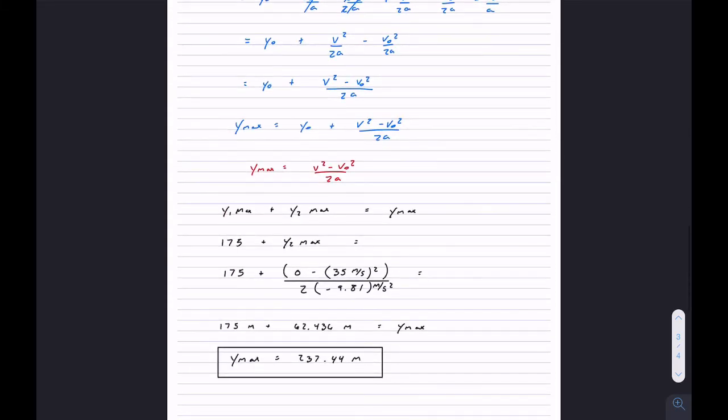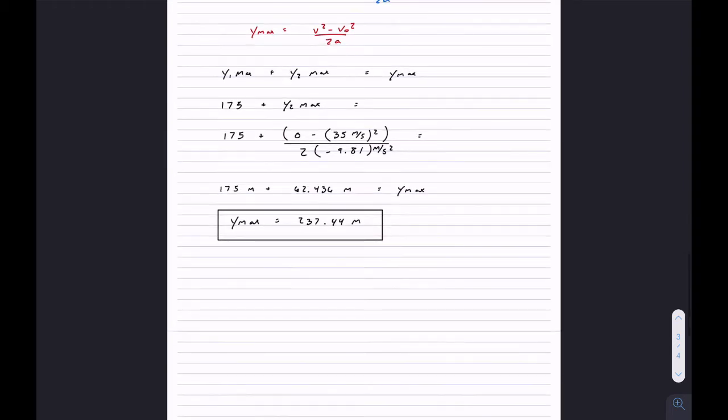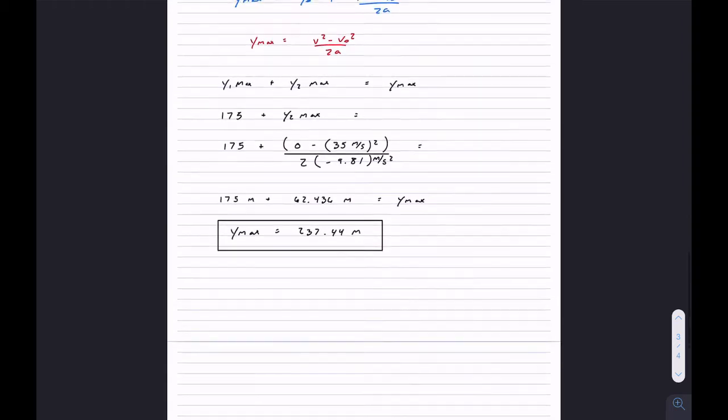Okay, but the important point is that you're going to need to use two values for y. Because we found the first trip was 175 meters, and then you need to find y max for trip 2. Okay, so that's what's important there. All right, moving on.